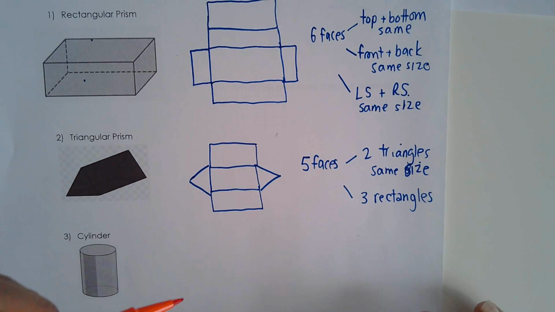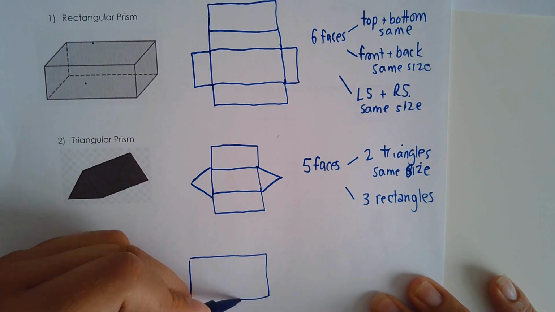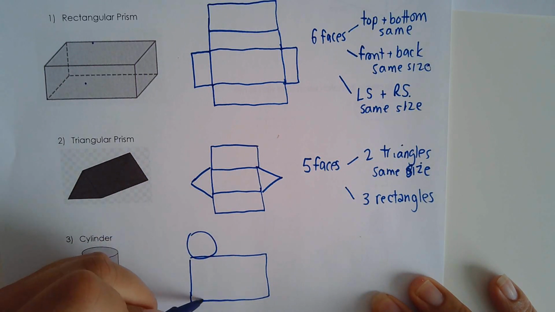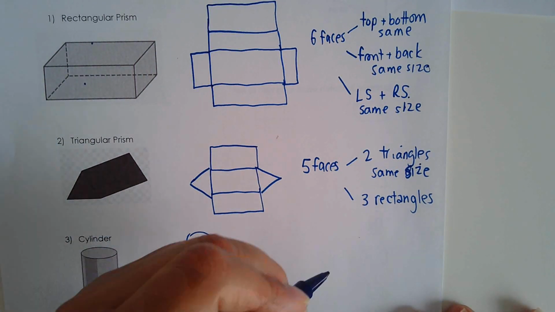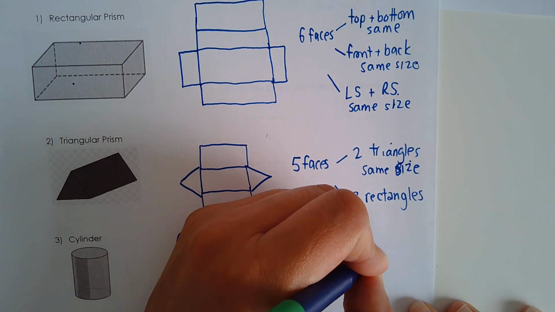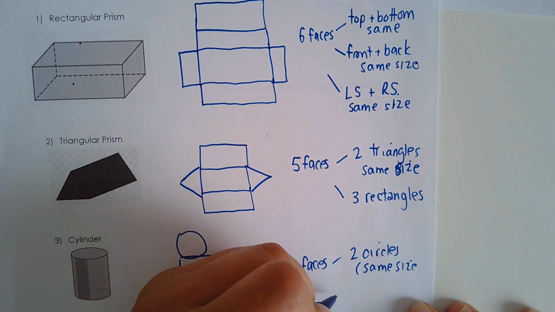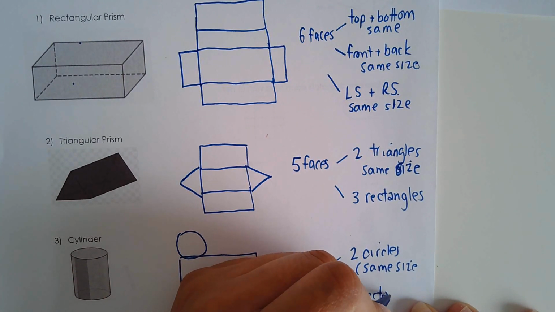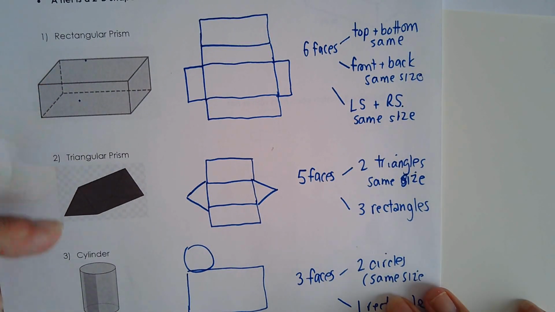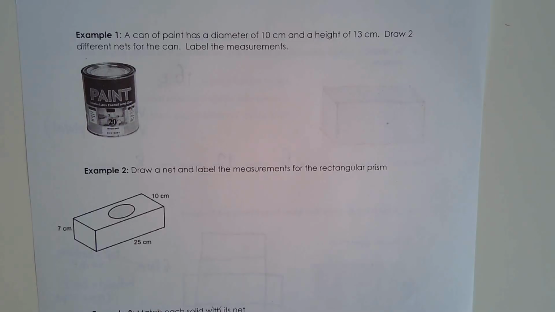So we can draw that out. So a cylinder has 3 faces, 2 circles that are the same size, and 1 rectangle. So those are the 3 shapes that we're going to be focusing on when calculating surface area and also volume.